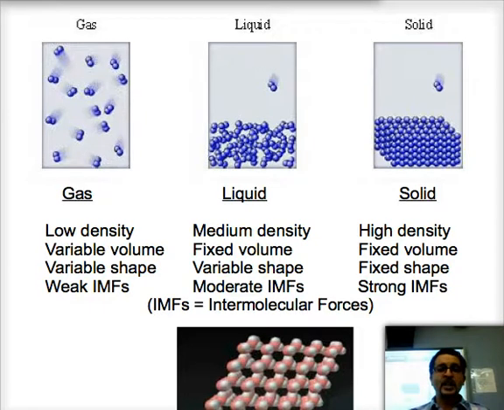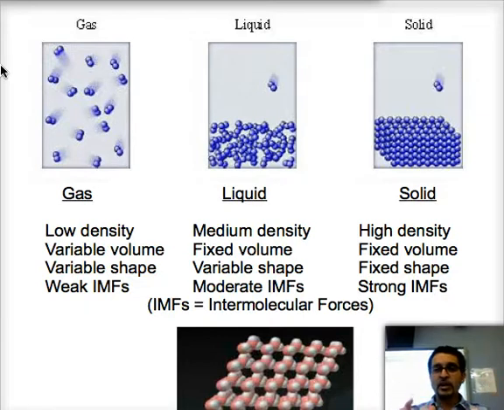Alright? Finally, we've got solids. Solids have very, very strong intermolecular forces, and that keeps them in a very organized fashion. Alright? So that's going to make them very, very dense. It is also because they're so organized and those intermolecular forces are keeping the molecules from moving past one another, they are going to have a fixed volume and a fixed shape.